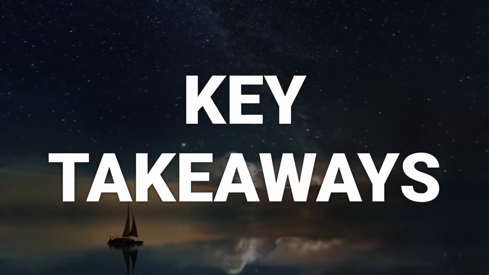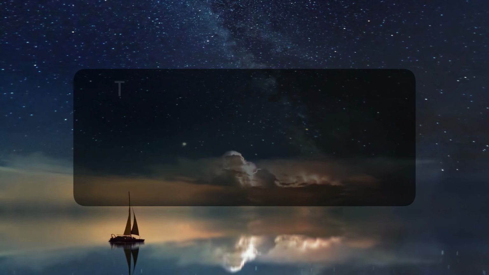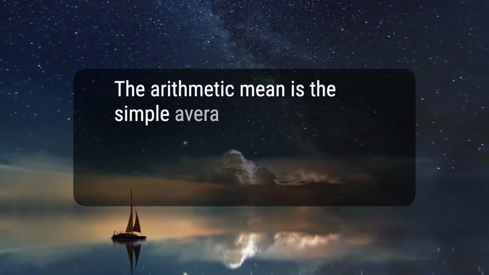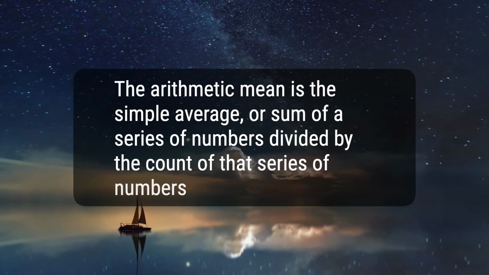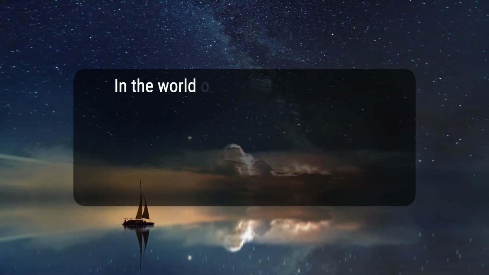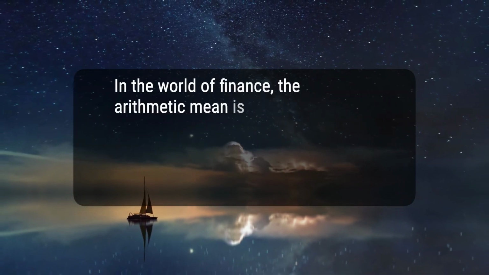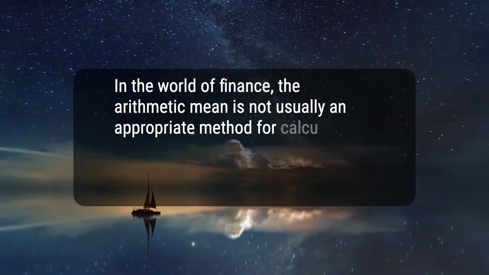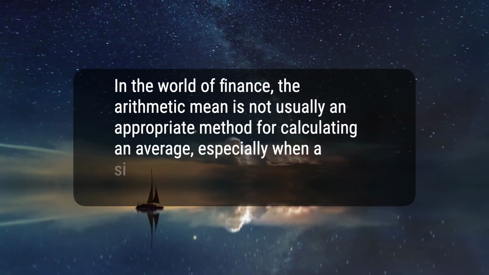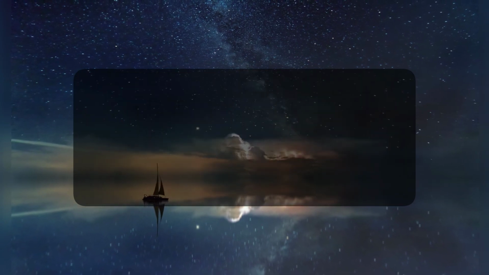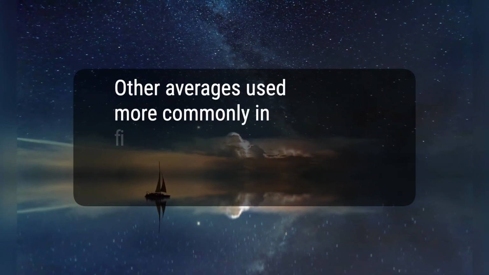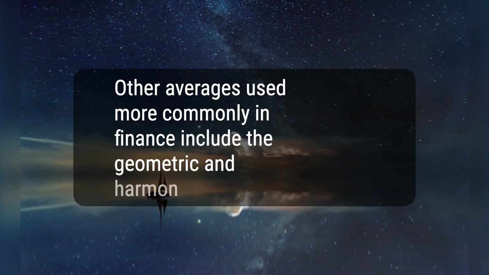Here are 3 key takeaways. 1. The arithmetic mean is the simple average, or sum of a series of numbers divided by the count of that series of numbers. 2. In the world of finance, the arithmetic mean is not usually an appropriate method for calculating an average, especially when a single outlier can skew the mean by a large amount. 3. Other averages used more commonly in finance include the geometric and harmonic mean.